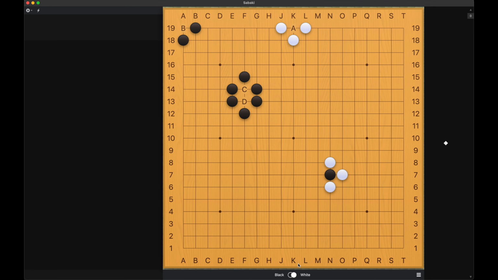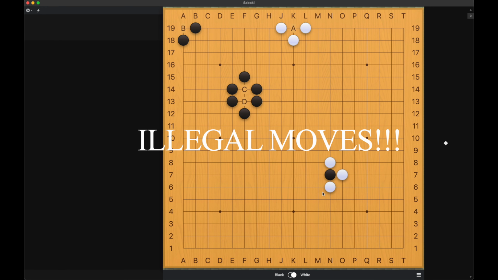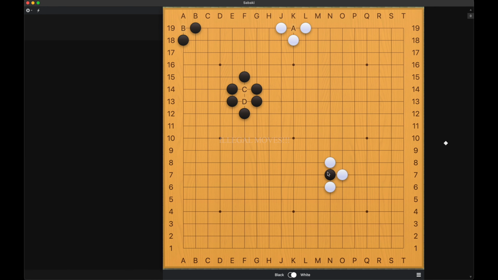In this introductory lesson, let's talk about the rule on illegal moves. Previously we learned that you can capture stones on the board, like this. When stones have no liberties left, they must be removed from the board. So the question now is, can black make this move back into this intersection?